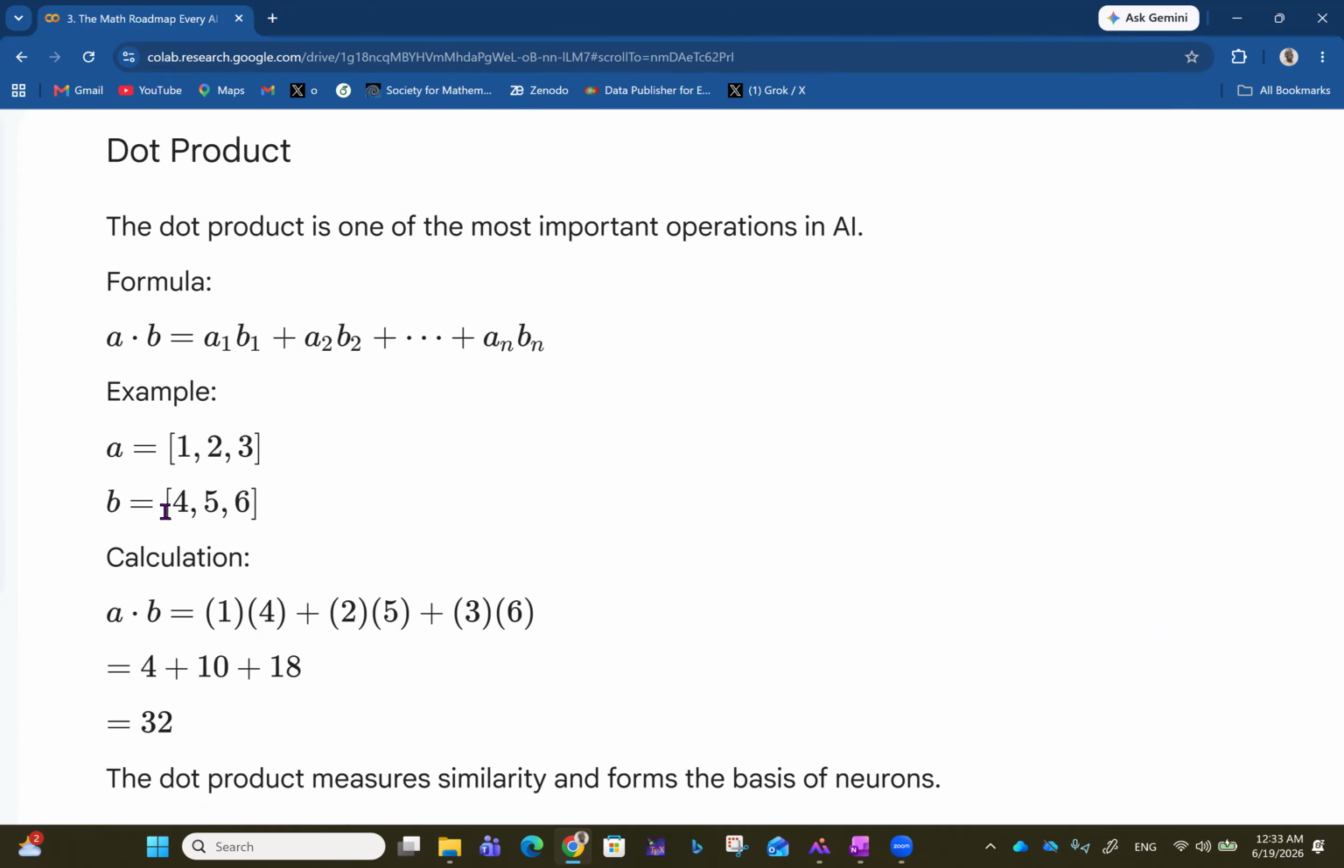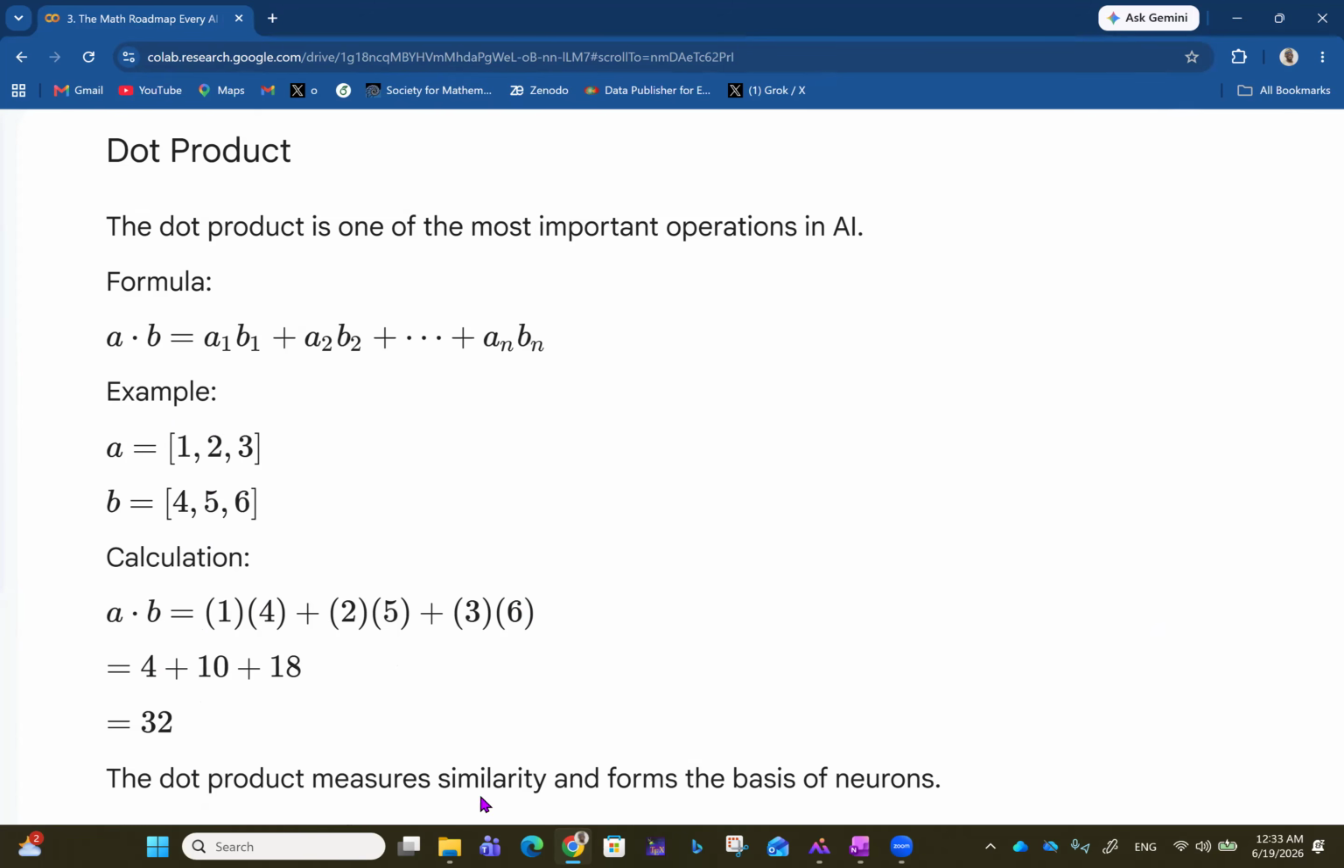So if you have A to be 1, 2, 3, and B to be 4, 5, 6, or if you like, you can write it as vectors like i plus 2j plus 3k and 4i plus 5j plus 6k. So the dot product will simply be multiplying component by component, as A dot B will now be 1 times 4 plus 2 times 5 plus 3 times 6. 1 times 4 is 4, 2 times 5 is 10, 3 times 6 is 18. If you add it all together, you get 32.